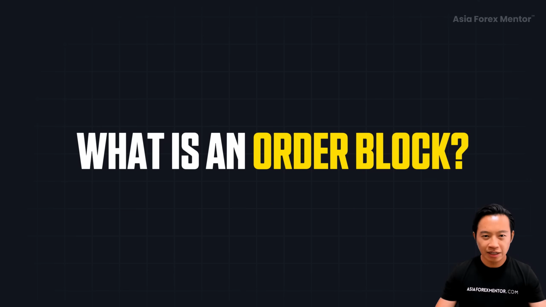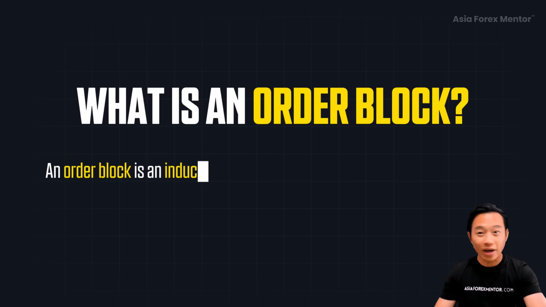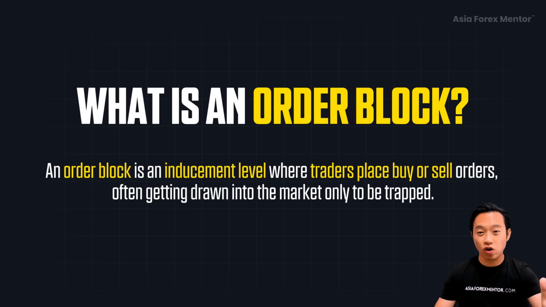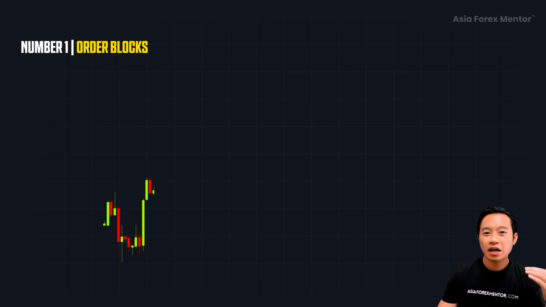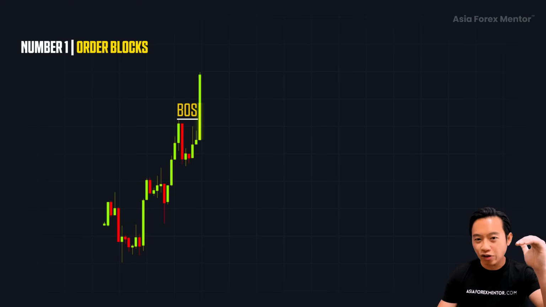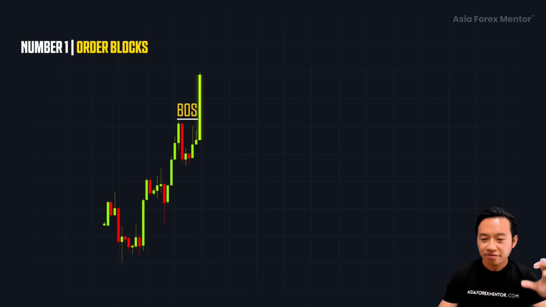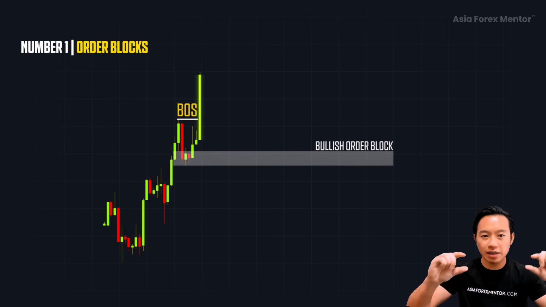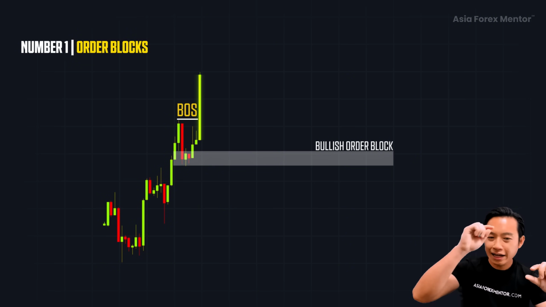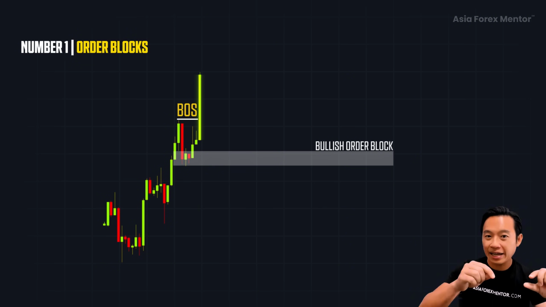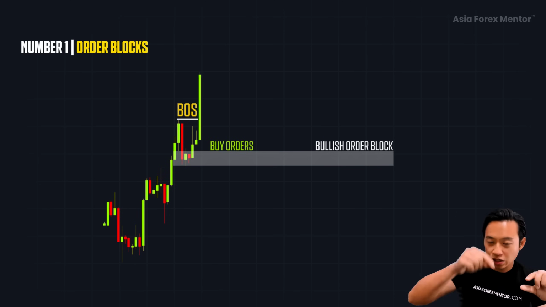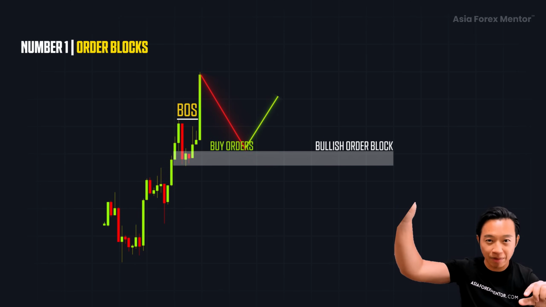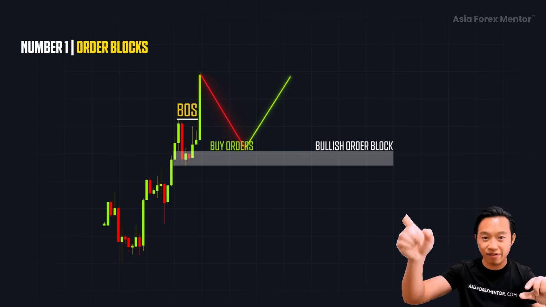So an order block is an inducement level where traders like to place their buy or sell orders, and they often get drawn into the market in that location only to be trapped. So take a look at this. What happens is that price breaks the recent market structure to the upside, and it forms this bullish order block. That is where traders like to place their buy orders, expecting price to reject over there and bounce back up, so taking a long position at that very spot.